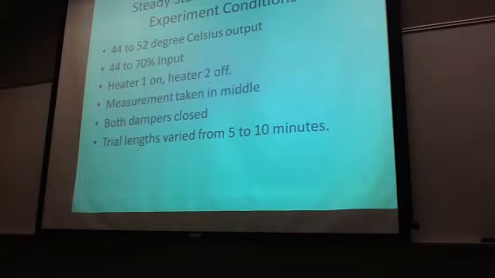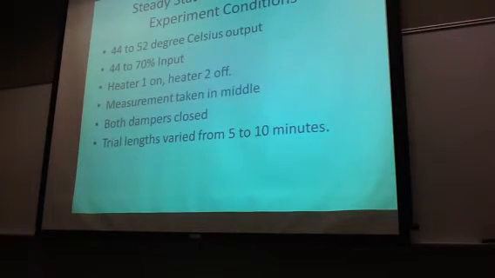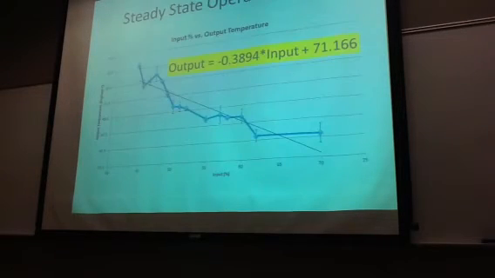For the steady state operating curve, our outputs were to be 44 to 52 degrees, and we used inputs 44 to 70%. Heater 1 we had on, and heater 2 we had off. Measurement could be taken either in the middle or at the end. We chose to take it in the middle, and both of our dampers were closed. This is the curve we obtained: the output is equal to negative 0.3894 times the input.